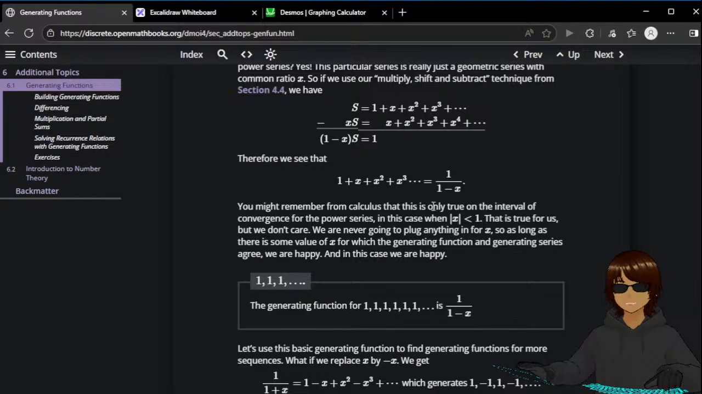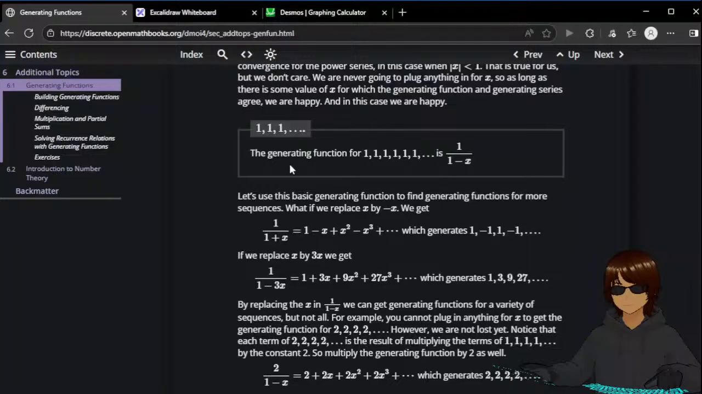You might remember from calculus that this is only true on the interval of convergence for the power series. In this case, when the modulus of x is less than 1. That is true for us, but we don't care. You're never going to plug anything in for x. As long as there is some value of x for which the generating function and generating series agree, we are happy.